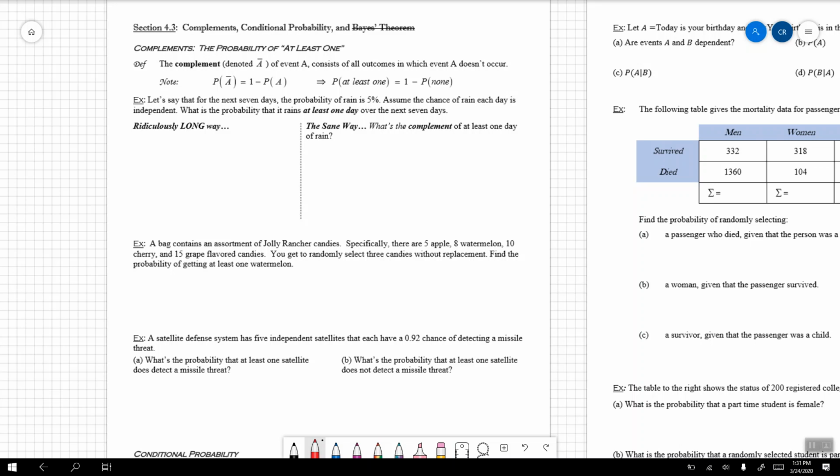Now, today we're going to go over section 4.3, which is complements and conditional probability. Typically it includes Bayes' theorem, but for our class here, we're not going to be going over Bayes' theorem. Now, we want to actually go through and define one terminology before we start, and that's going to be the complement.